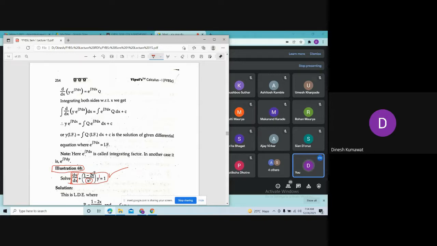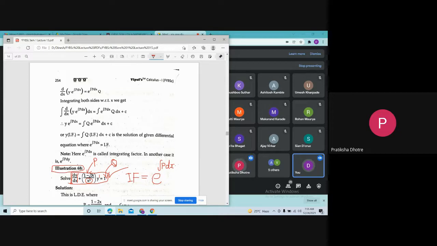Now you just compare this with the standard form and tell me what is P and what is Q. So P is (1 minus 2x) upon x square and Q is 1. So this is my P and this is my Q. Is that okay? Yes, sir. Now our aim is to calculate the integrating factor. So first of all, tell me which formula we are going to use. IF is equals to e raised to the integral of P dx.